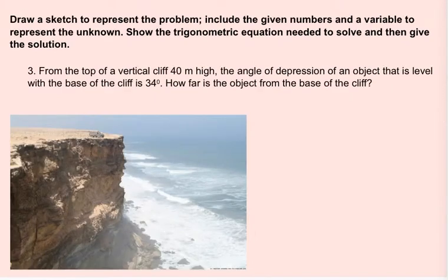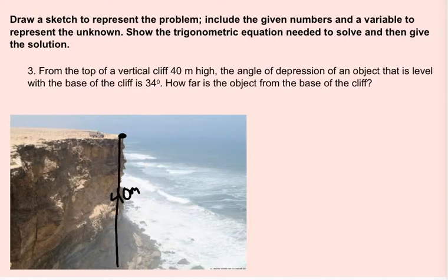15.4 miles. All right, so from the top of a vertical cliff 40 meters high, the angle of depression of an object that is level with the base of the cliff is 34 degrees. How far is the object from the base of the cliff? So you're here at this cliff, 40 meters high.